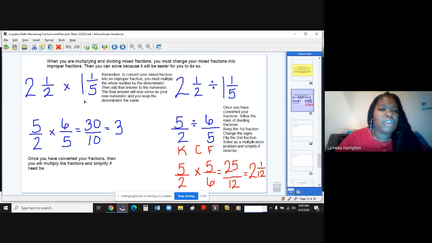I have two fractions over here. I have 2 1/2 multiplied by 1 1/5. And I also have the same fractions, but with the division sign.